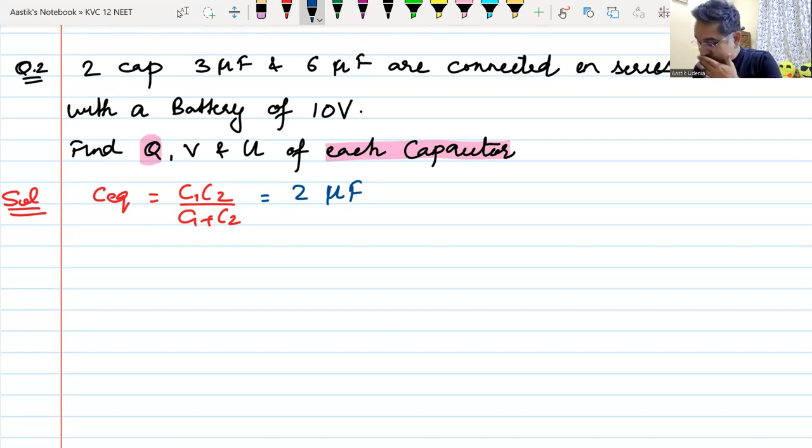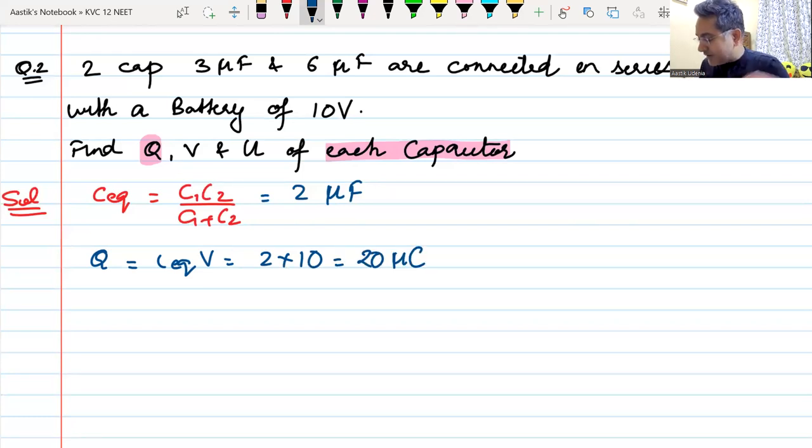Okay, sir. They are roaming around here and there. Okay, now we can find out the charge, which will be same on all of these. C equivalent multiplied by V. So it is 2 multiplied by 10. So this will be equal to 20 microcoulomb. Yes or no? Yes, sir.